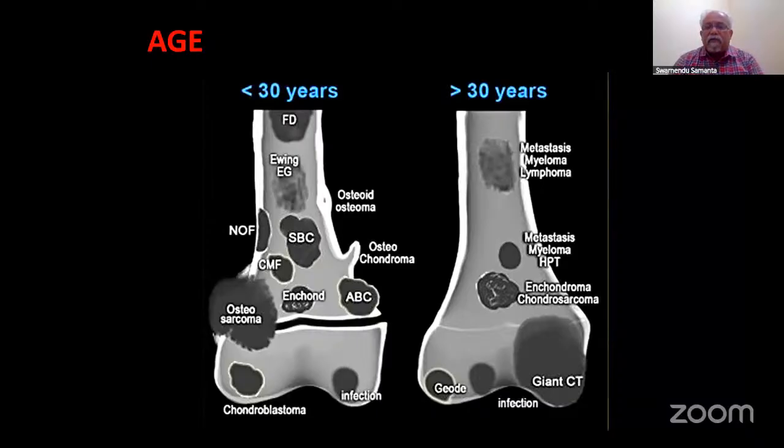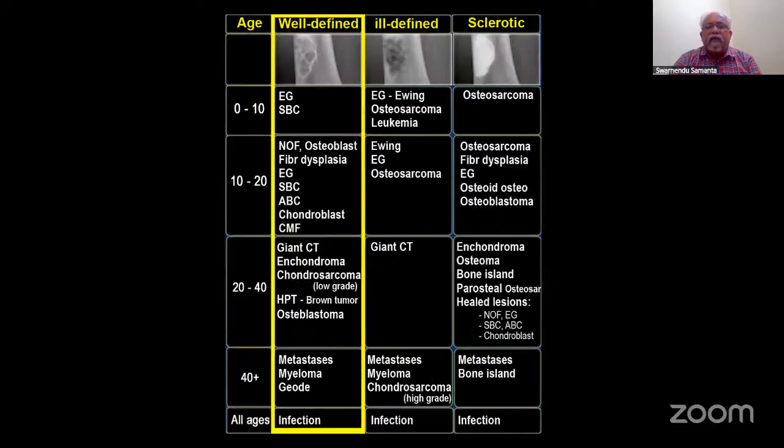chondroblastoma and the infection. And if you go to more than 30, you will find in the middle metastasis, myeloma, and lymphoma. And if you come down to the metaphysis, you will find the myeloma, and then the enchondroma, and the chondrosarcoma. And if you come down to the epiphysis, you will find, more than 30, the giant cell tumor. So I think age is a very, very important criterion for understanding the bone tumor.